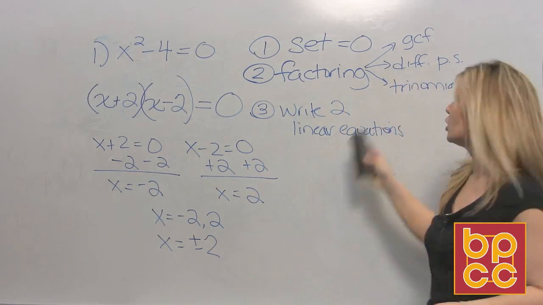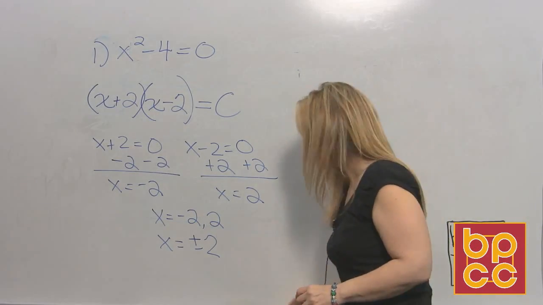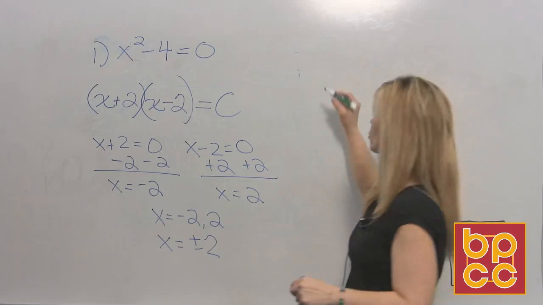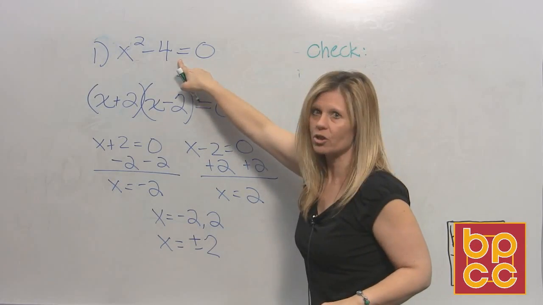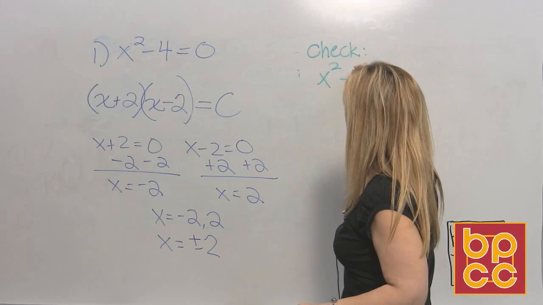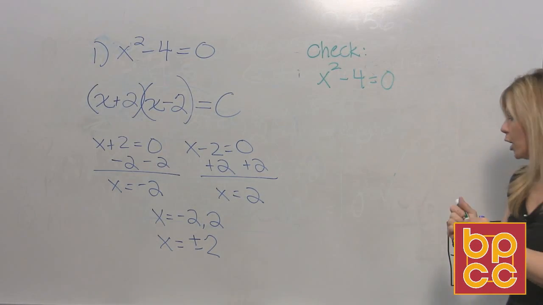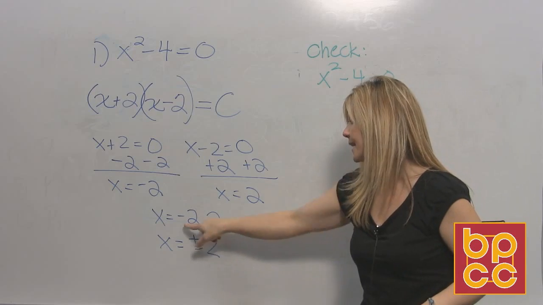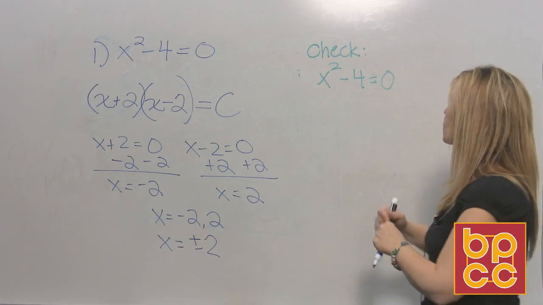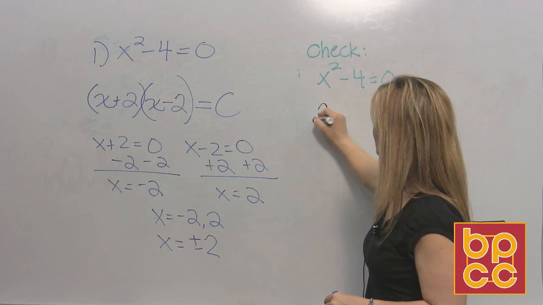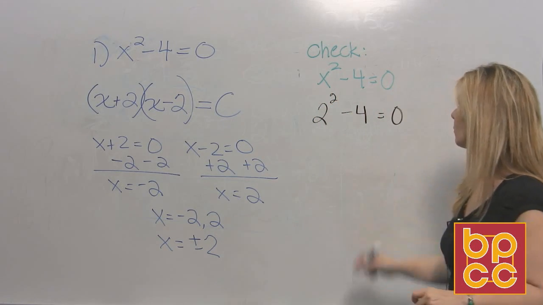Now, to prove to you you're right, I'm going to check it. And it's very important that you guys realize you need to check your solutions. To check, you always go back to the original. So there's the original equation, x squared minus 4 equals 0. You can only check one of these answers at a time. So let's check the positive 2 first. So we would write, instead of x, positive 2 squared minus 4 equals 0.